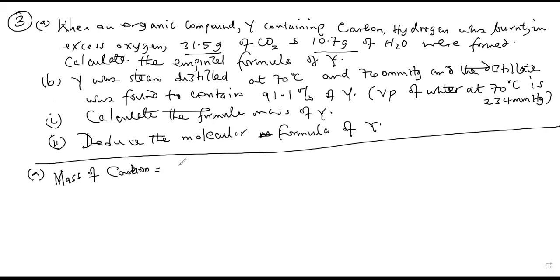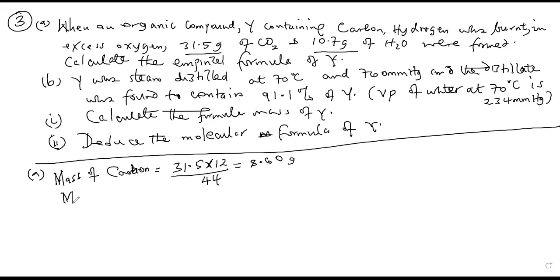Mass of carbon will be equal to 31.5 times 12 out of the total 44. Because you'll be saying that if 44 grams contain 12, what about 31.5? So this will give you the mass of carbon as 8.60 grams.